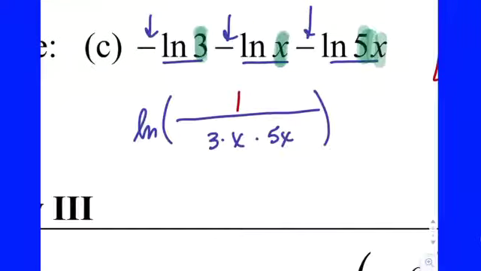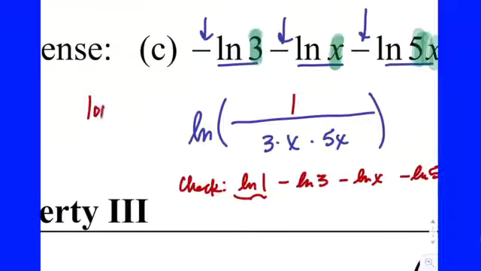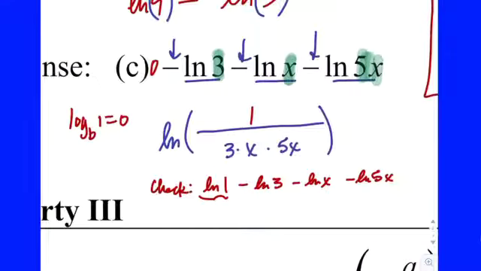Why would that work? Well, let's try it. If we were to expand it back out, this would be kind of checking. It would be the natural log of 1, and then minus the natural log of 3, minus the natural log of x, and minus the natural log of 5x. And what is another name for the natural log of 1? 0. Yeah, remember, log base b of 1 for any base is 0. We learned that in the last section. They all pass through the point (1, 0). So the natural log of 1 is 0. So you could have imagined a 0 being there in front to begin with. And so that's how we get the 1 on the top.